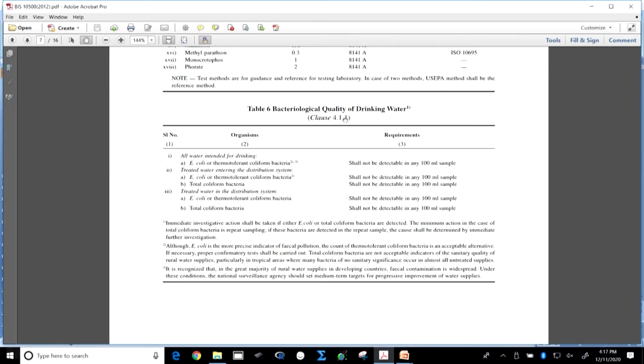And here we come to the bacteriological quality. Note that we are talking about E. coli, thermotolerant, so on and so forth, coliform bacteria. In general, we do the total coliform bacteria, right. Again, why are we going to look at total coliform? In this context, I think we need to mention that we looked at total coliform and fecal coliform, two relevant tests, right.